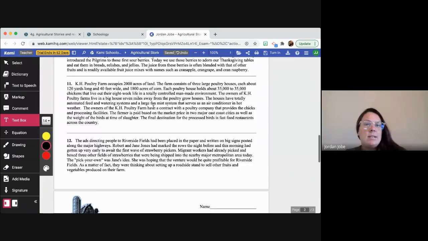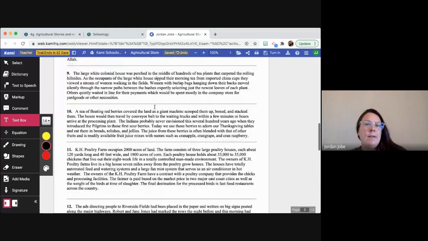Taking a look at number 9. Okay. The large white colonial house was perched in the middle of hundreds of tea plants that carpeted the rolling hillsides. As the occupants of the large white house sipped their morning tea from imported china cups, they viewed a stream of women walking in the fields. Women with burlap bags hanging down their backs moved silently through the narrow paths between the bushes, expertly selecting just the newest leaves from each plant. Others quietly waited in line for their payment, which would be spent mostly in the company store for yard goods and other necessities.